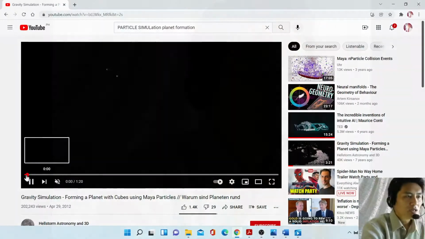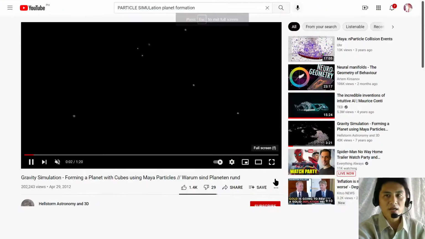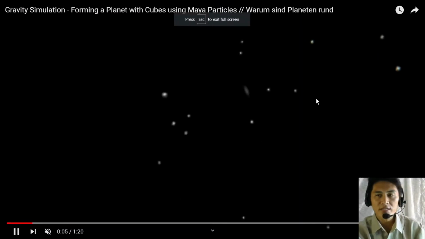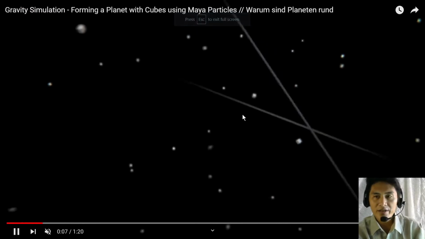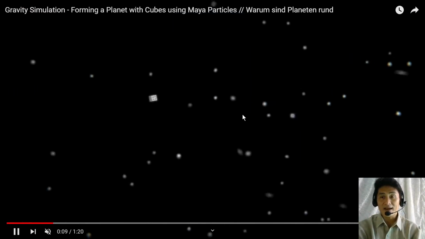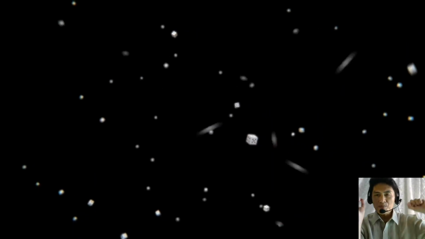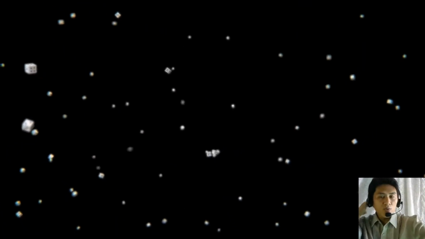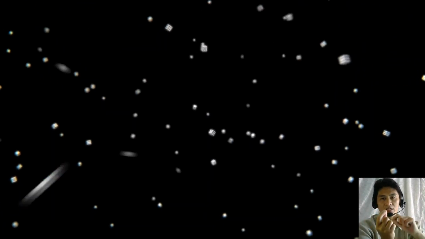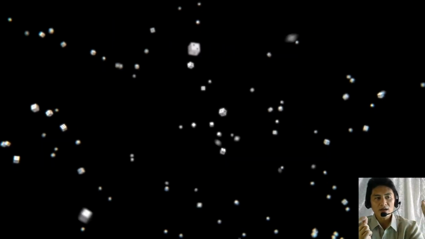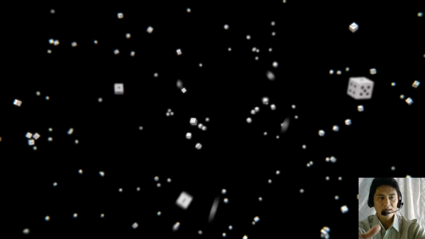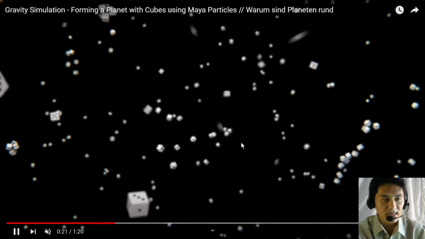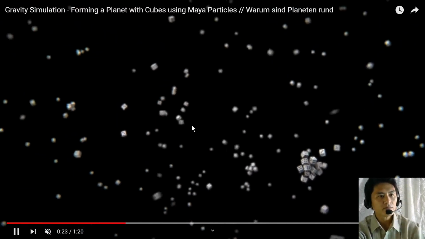So I will show you here a computer simulation. What the programmer is doing here is putting in a lot of particles, and each of those particles has the same mass, and he simply inputs the equations of gravity, like how a particle is attracted by other particles when you put them in space. And in this case, he is using dice.